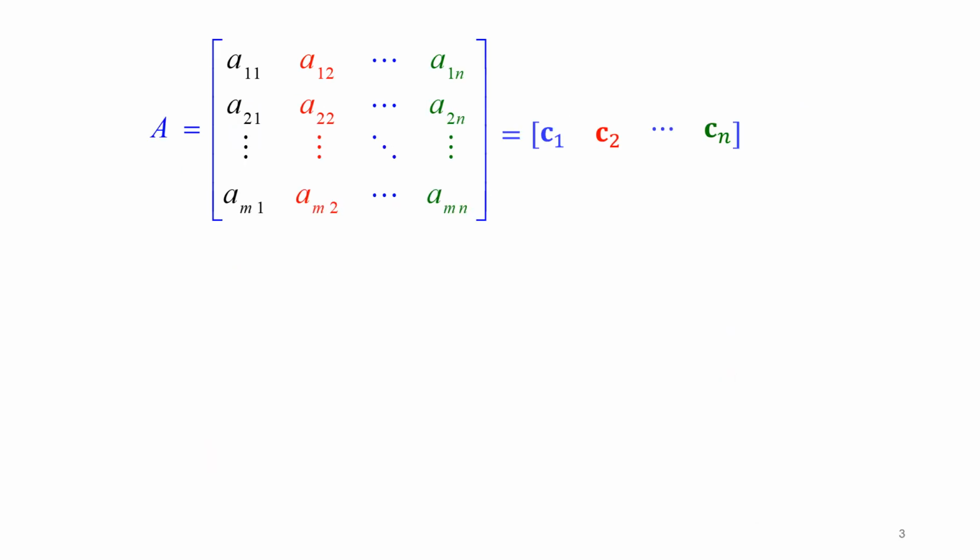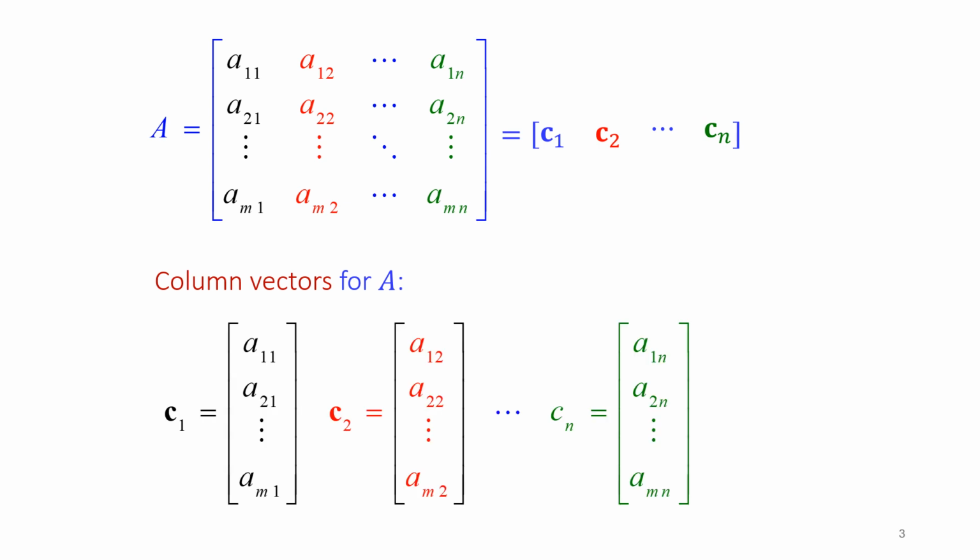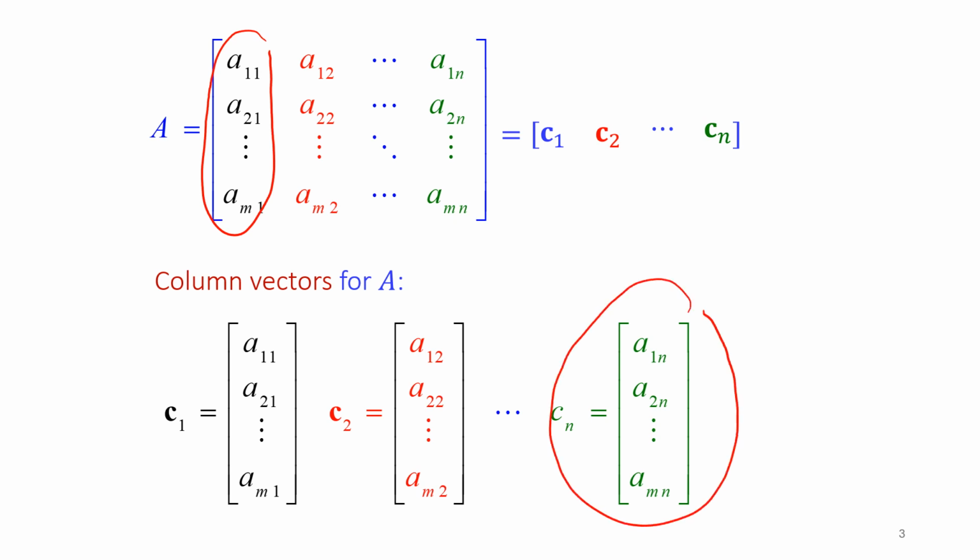For the column vectors, we are going to have n column vectors, where the first column vector C1 is from the first column, and we do the same up to the n-th column vector Cn, where we get Cn from the n-th column of A.